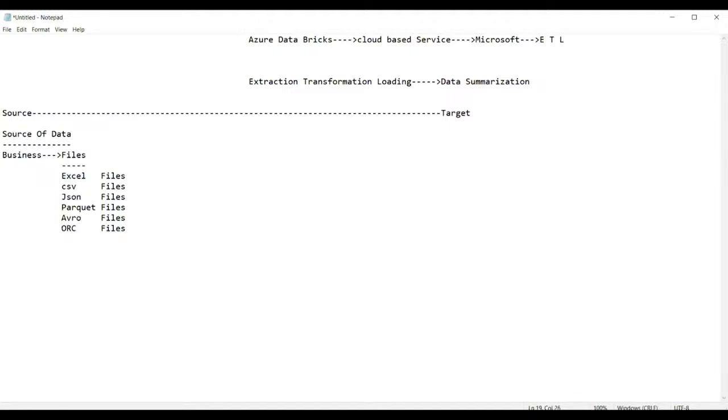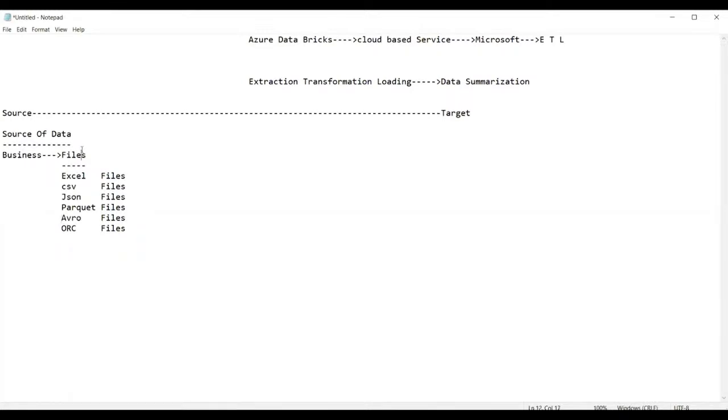That means we get the data ultimately from the business, and this data will be recorded in the form of files: Excel files, comma separated value files, JSON files, Parquet files, Avro files, ORC files. Anyways, don't worry about the files. Once we get into the subject, I will explain each and every file. You don't worry now.